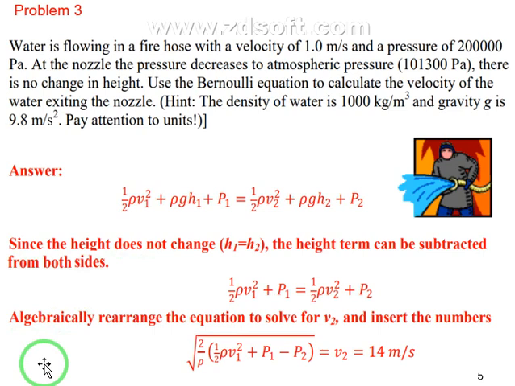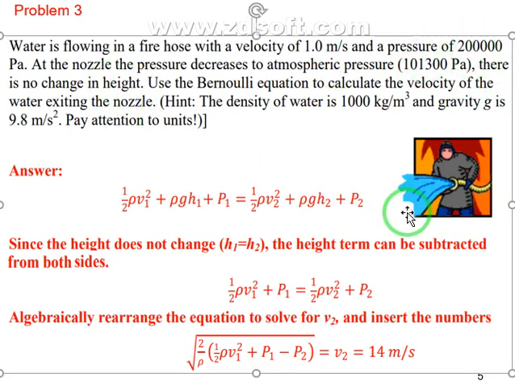Direct application also of Bernoulli equation. You see, guys, here we have a fire hose with velocity of 1 meter per second, and we got a pressure of 200 kilopascal. But this pressure inside comes from the machine, the fire machine. At the exit here, we know that the pressure will drop to be atmospheric pressure, 101 kilopascal, right?